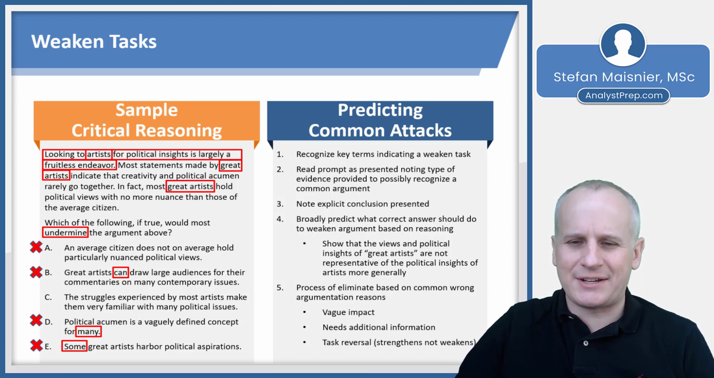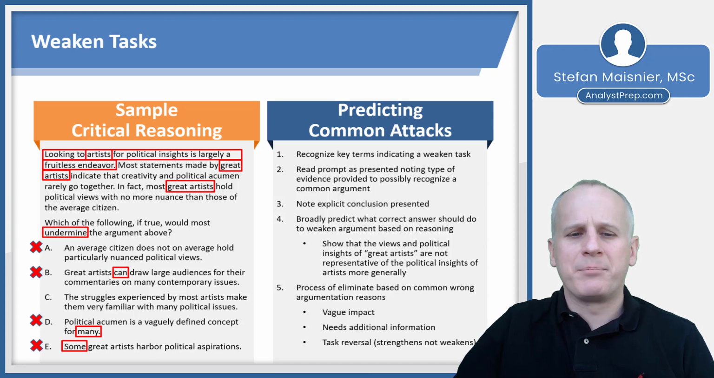And then we also have that task reversal, something that strengthens, not weakens. We said that B maybe strengthens, but A certainly does. So if an average citizen does not, on average, hold particularly nuanced political views, well, saying that the great artists hold political views with no more nuance than those of the average citizen says that the great artists don't have particularly nuanced political views, kind of attacks their political competency or understanding. So it's saying that the great artists don't have much insight. Again, it's not a great argument, but if anything, this is strengthening, which is the opposite of what the task is seeking.